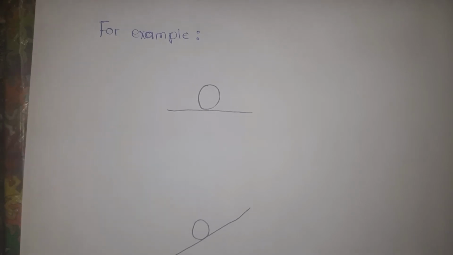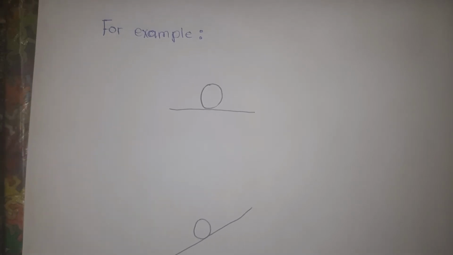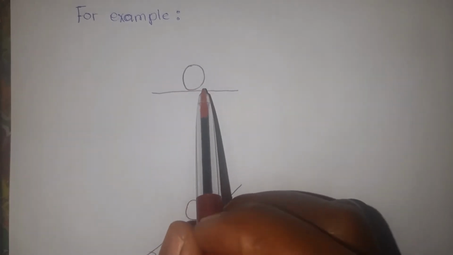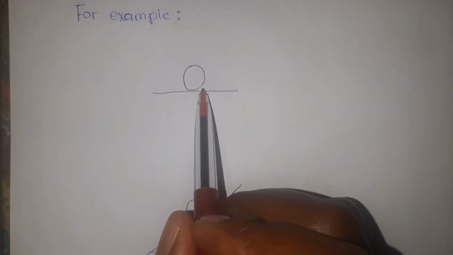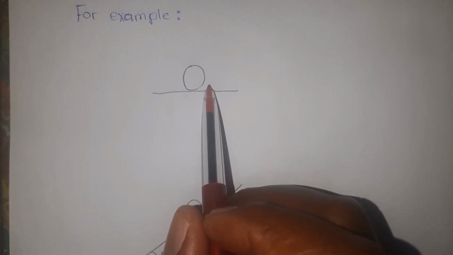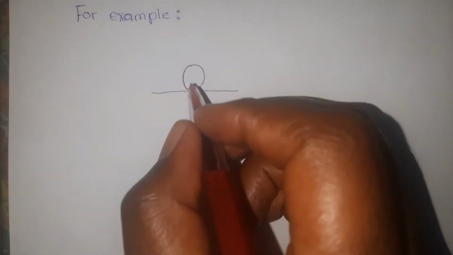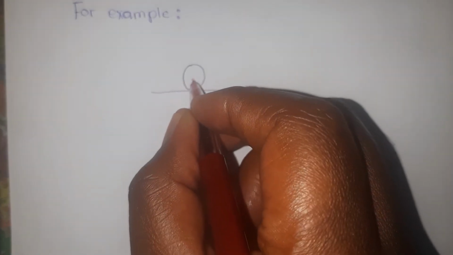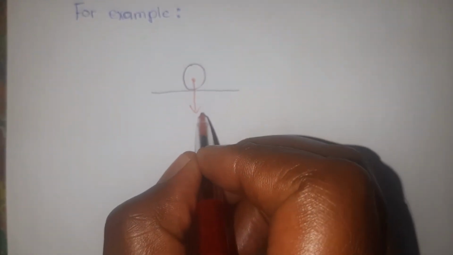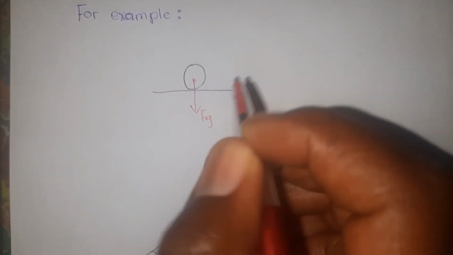For example, again, let's take John's ball. When John's ball is on the ground, it is also being attracted straight downwards towards the center of the Earth. So like this, it's being attracted downwards towards the center of the Earth, which is FG.